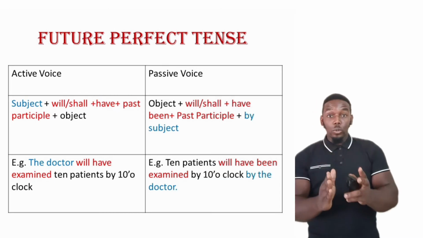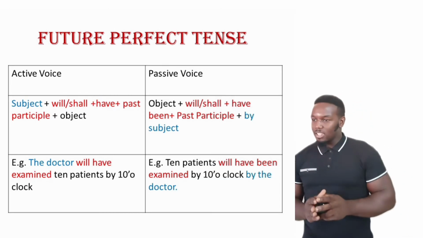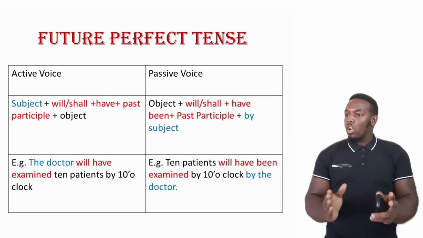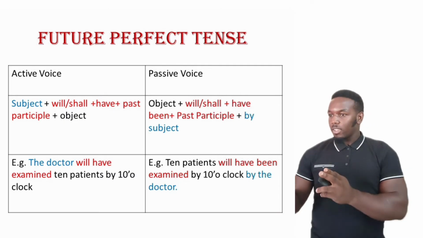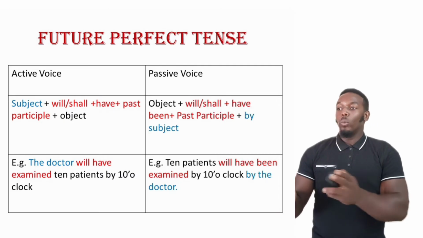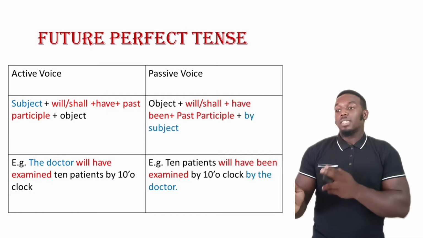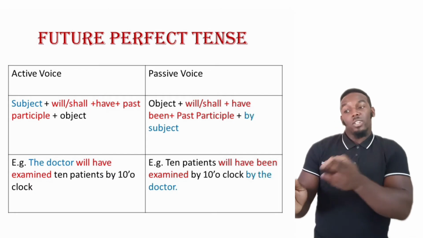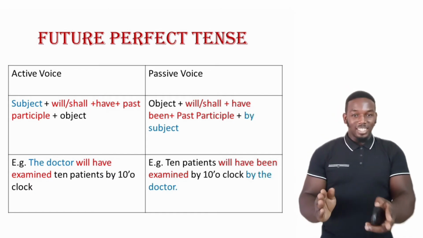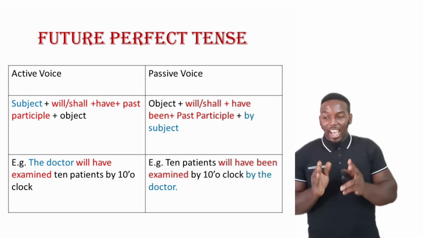All right, future perfect tense. Now, for the active voice, the structure is this: subject, then will or shall, plus have, plus past participle of the verb, then the object. Now, this one is a little trickier, so you have to pay attention.